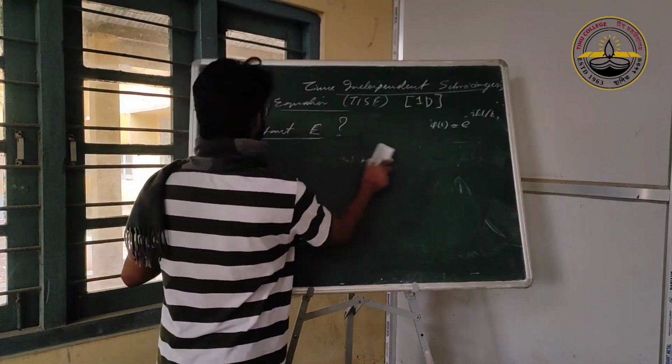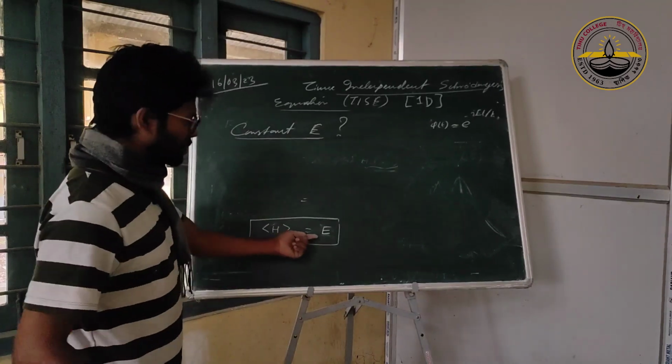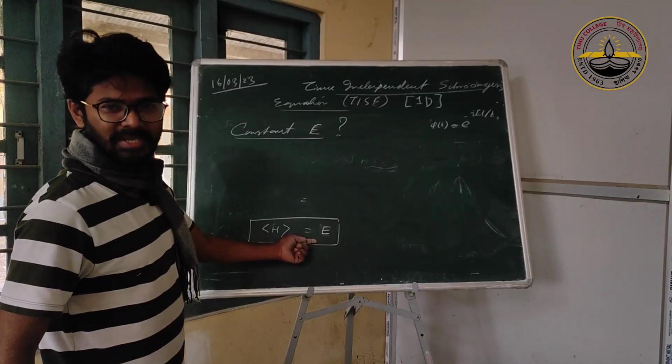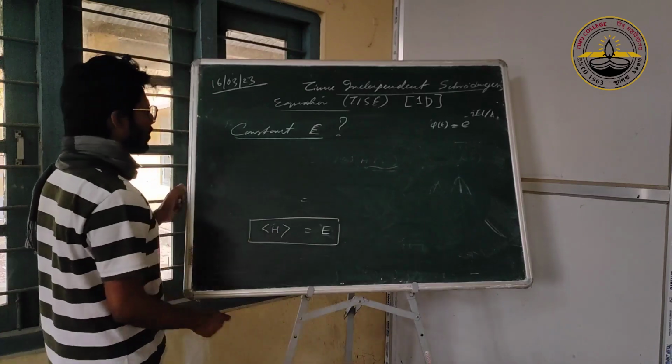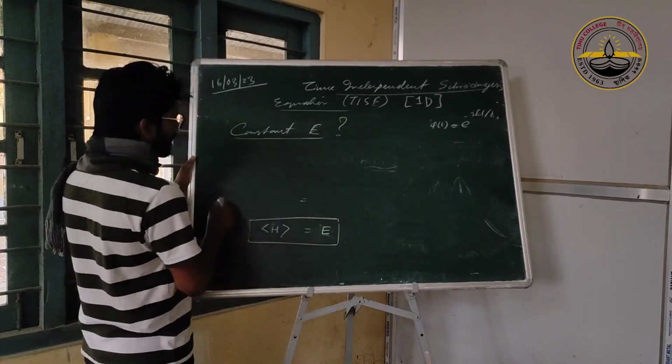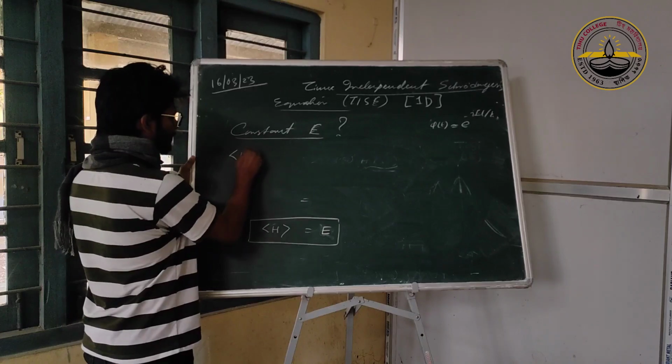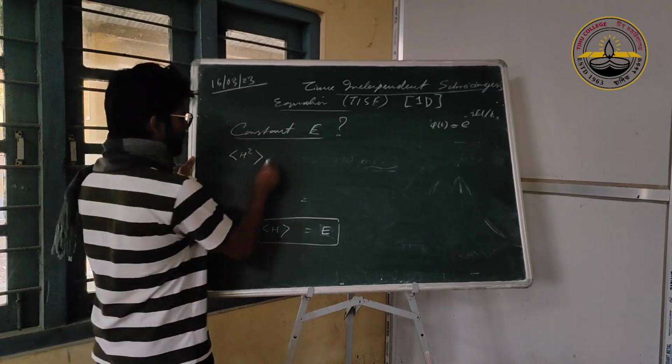Oh, by the way, the expectation value of energy equals E. So E is, of course, energy. Now, let's calculate the expectation value of H square.